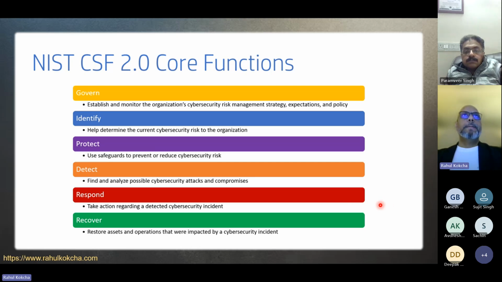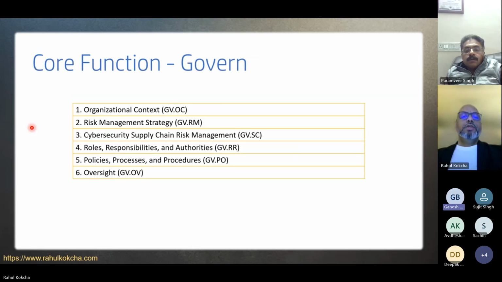Any questions? So as you asked, what are those categories and subcategories? This govern function has 6 categories. The guidelines are categorized in organizational context, risk management, cybersecurity supply chain, and then the roles and responsibilities, policies, procedures, and oversight. Oversight is monitoring and supervision.